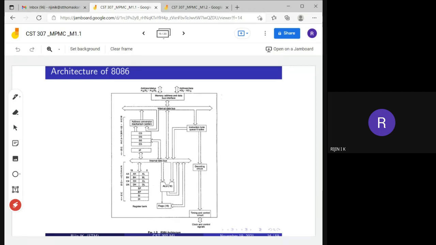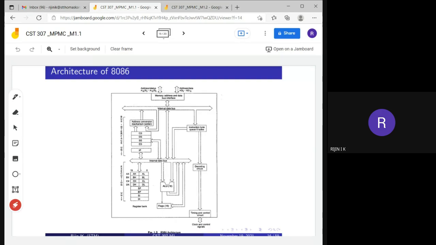It fetches the data and instruction from the memory, and it is also used to write the data to the memory. No, not instruction. It can write the data to the memory. Also, from the IO port, using the bus interface unit, it can read the data and it can write. And the last and important function is that the bus interface unit is used to generate the 20-bit physical address for accessing the memory.